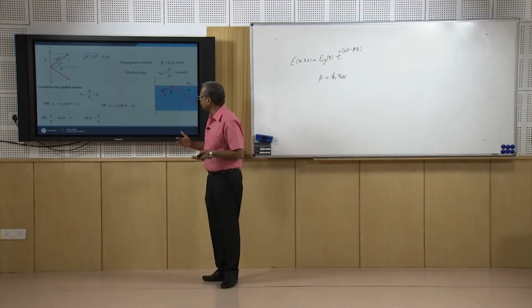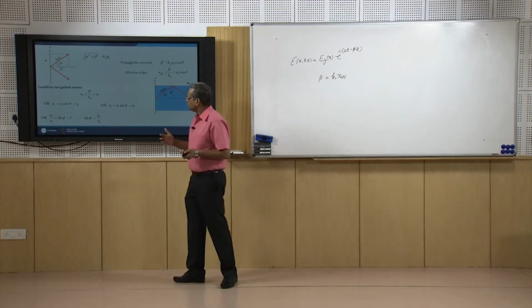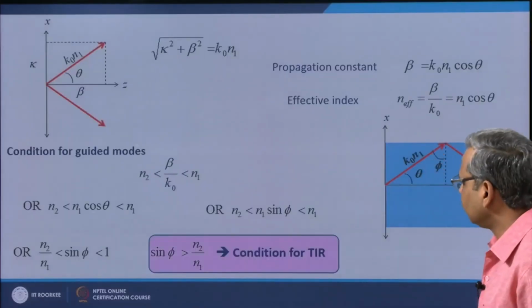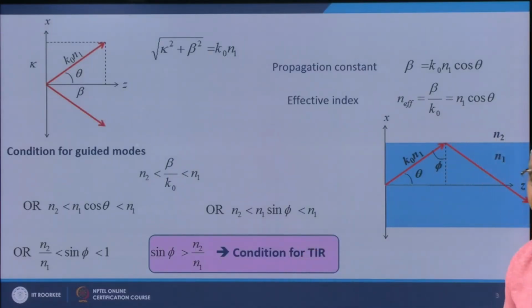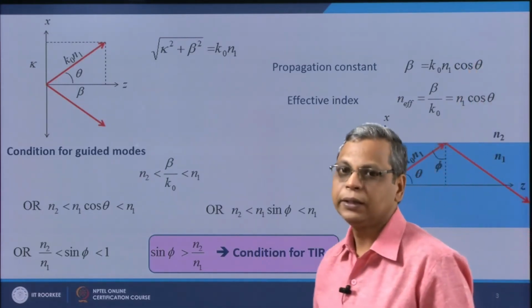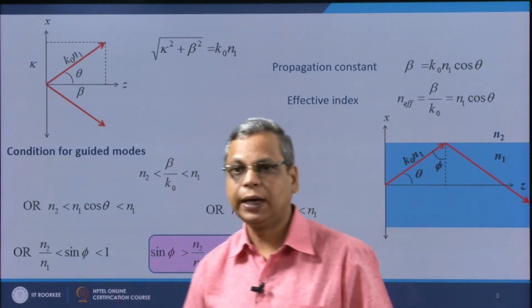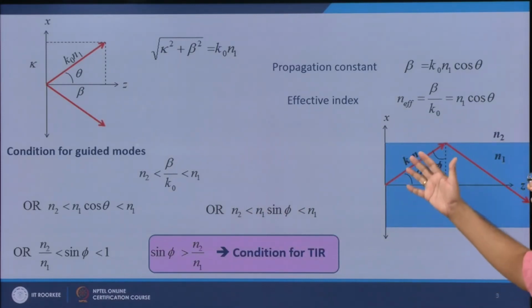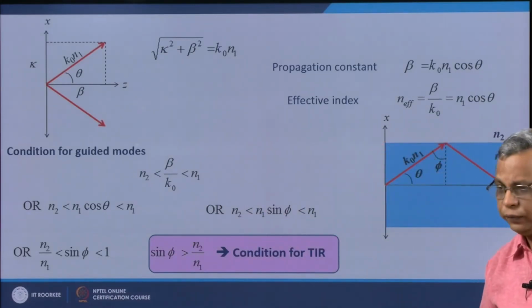So, I automatically get that the cutoff condition translates to the condition for total internal reflection. If this angle phi is smaller than sin inverse of N2 over N1, then this wave will not undergo total internal reflection at this interface, and it would be refracted, and the corresponding mode would be radiated out. It would not be guided anymore. So, this is how I can understand the modes of a waveguide.